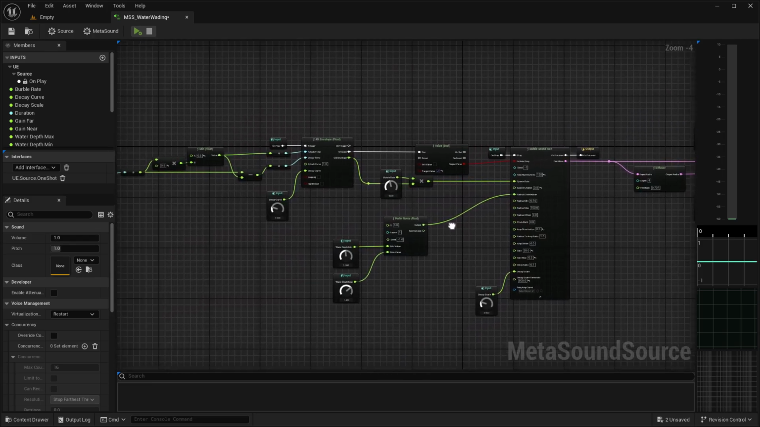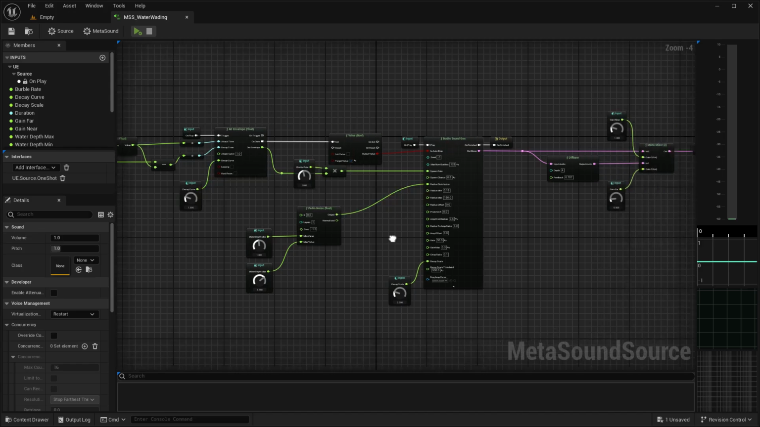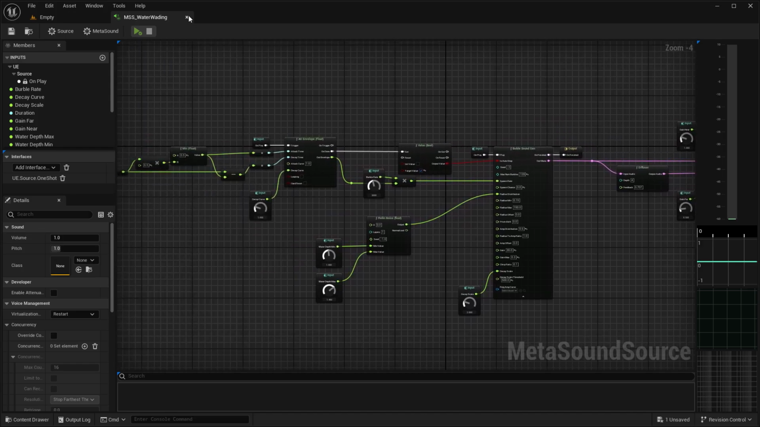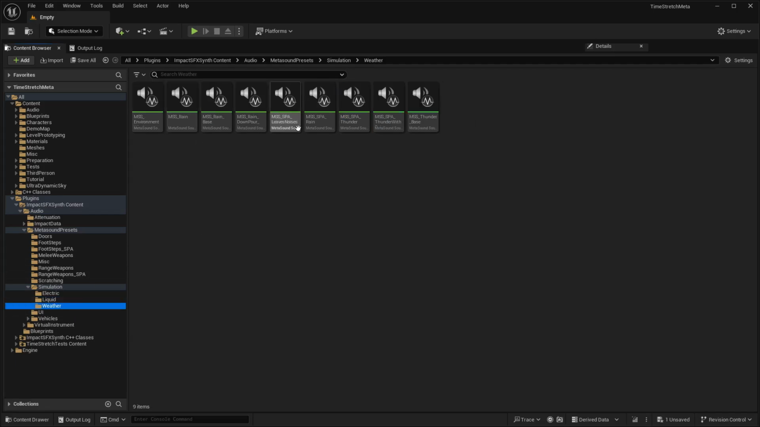So we hope you find this new synthesizer useful for creating interactive liquid sound effects. In the next video, I will explain the idea behind these weather graphs, and how to improve them.